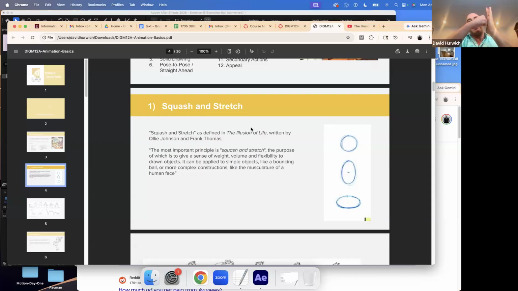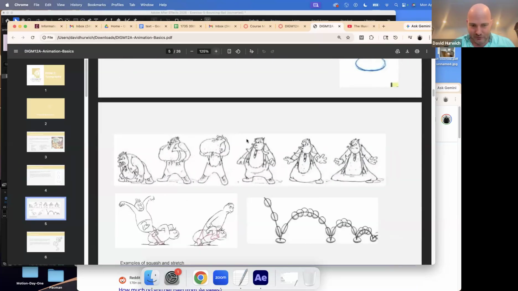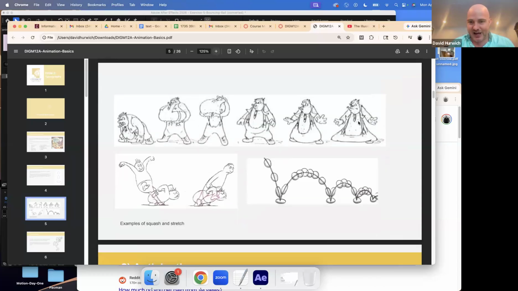Like, if I hit my hand here, my hand doesn't really change size, but if it could compress, it shows the force of the reaction of what's happening. Okay. So this happens a lot where a character can stretch or squash.